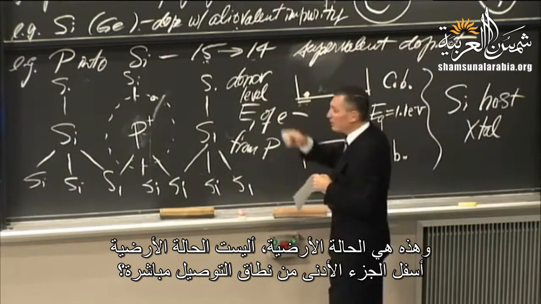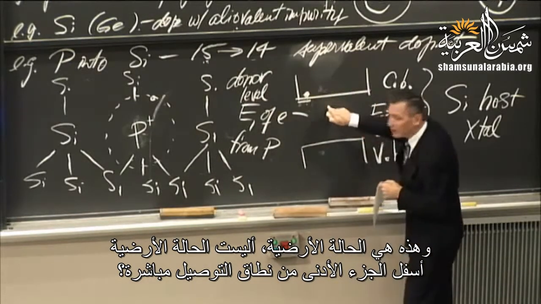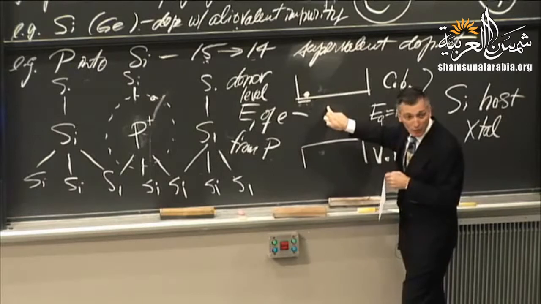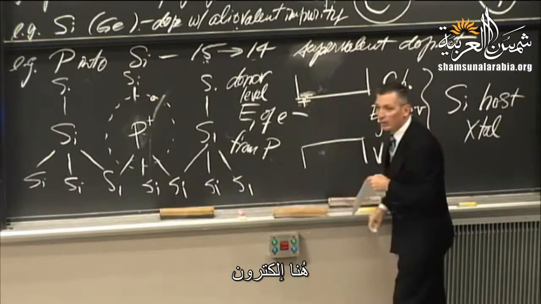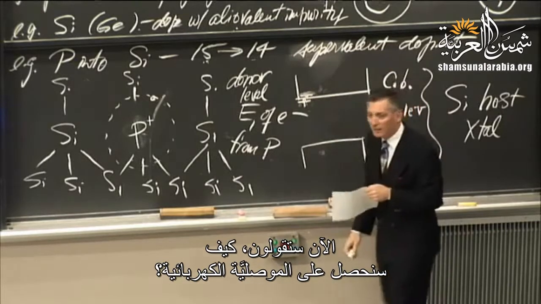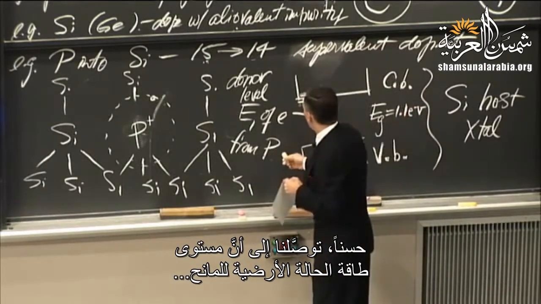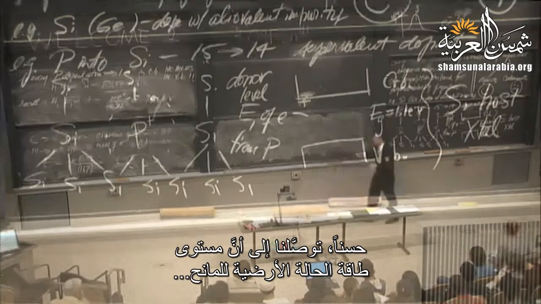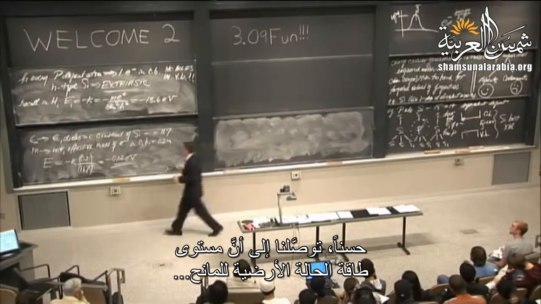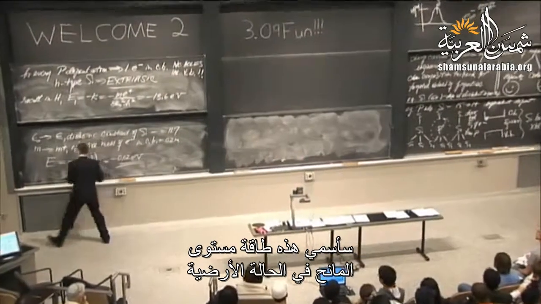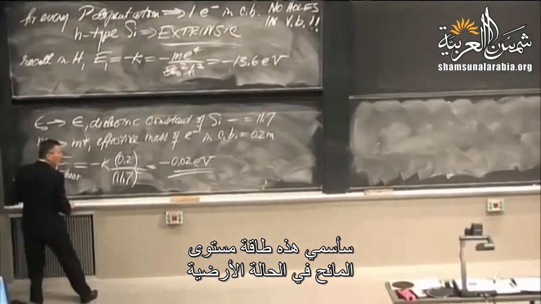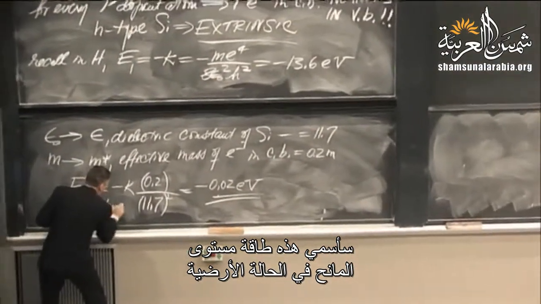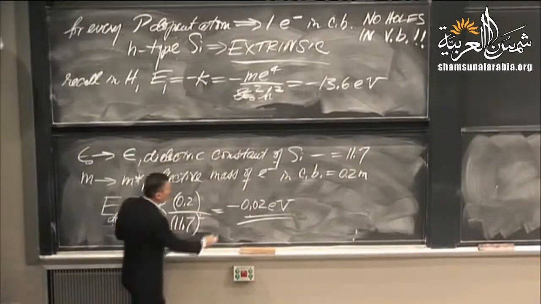So the electron should be sitting... Isn't the ground state here lower than the bottom of the conduction band? Sure it is. So the electron really should be down in here. There's the electron. Now you're saying, how are you going to get conductivity? Well, we just figured out that the energy of the donor level, the ground state, is 0.02.